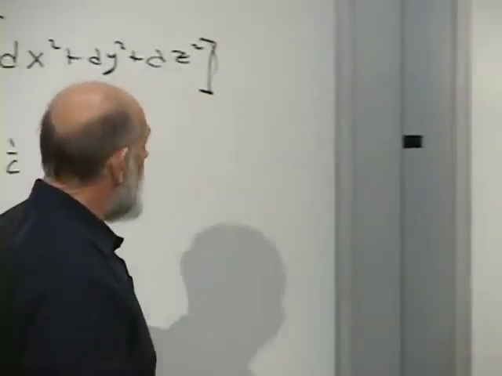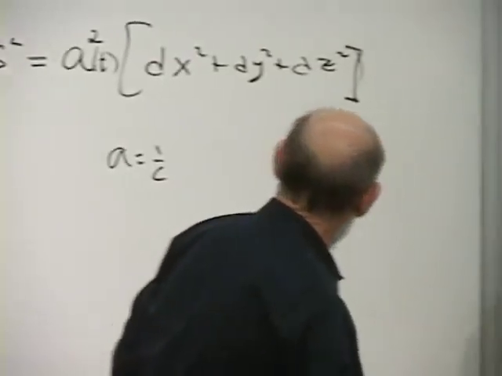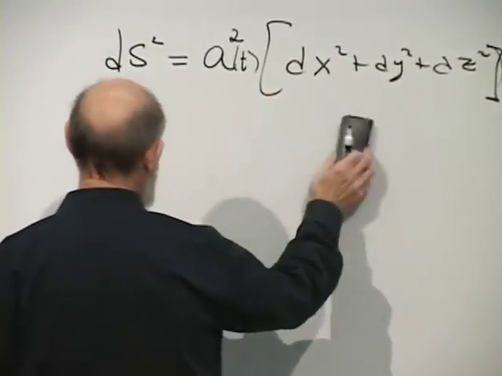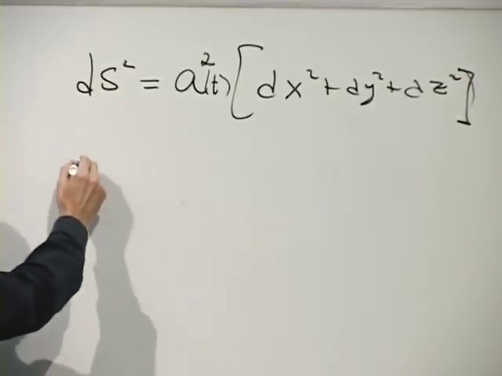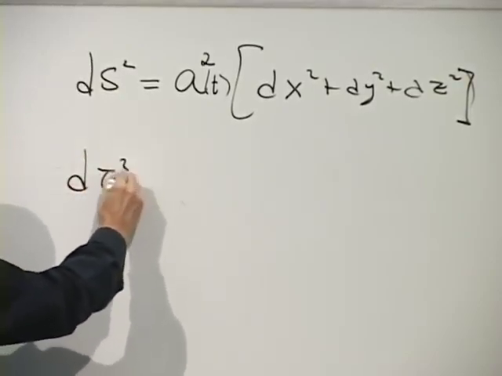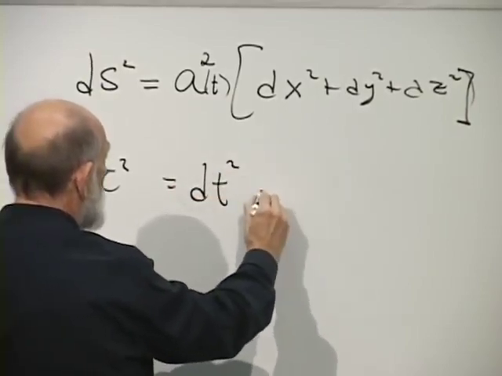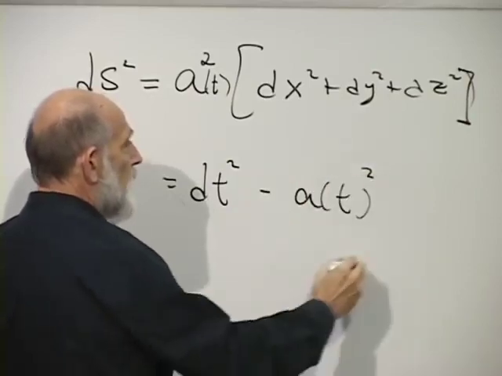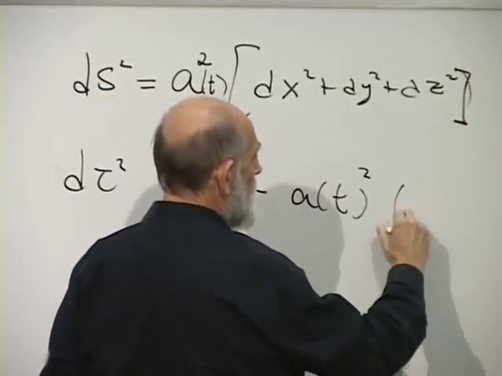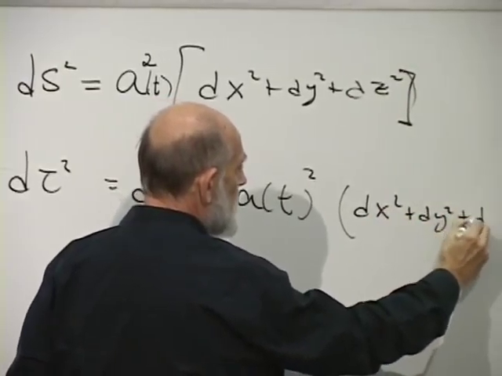But now we're imagining that a can change with time. When a changes with time, we have a time dependence there, and the metric of space-time now becomes d tau squared is equal to dt squared minus a of t squared times dx squared plus dy squared plus dz squared.